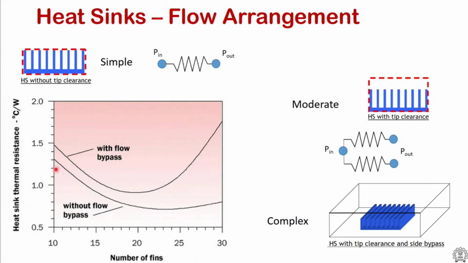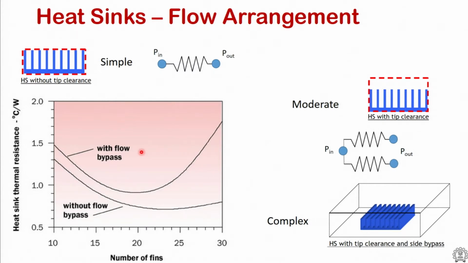As you can see, with and without bypass, when you have bypass the minimum is shifted up. That means the performance of the heat sink is worse than without a bypass, and the number of fins you put is also reduced. This is only the tip clearance that is discussed here, but if you add the side bypass, it gets even worse. So in optimizing a heatsink, there are a number of parameters for which one designs a heatsink.